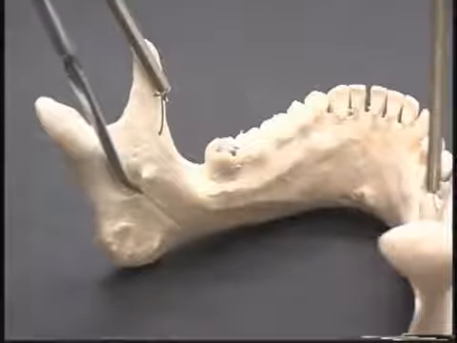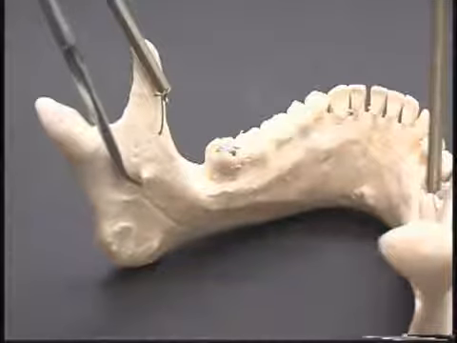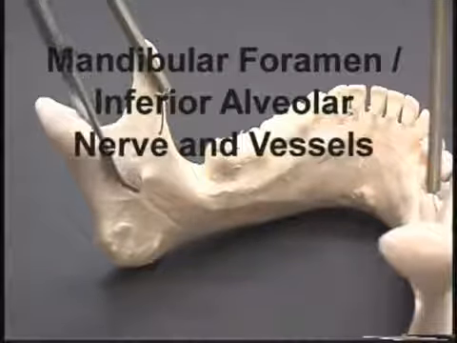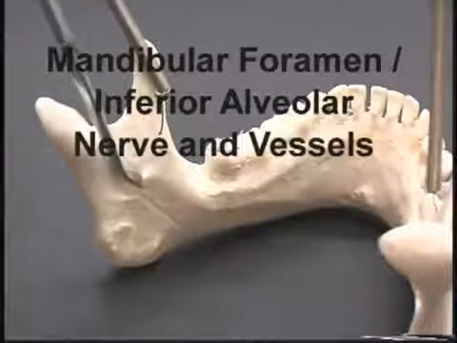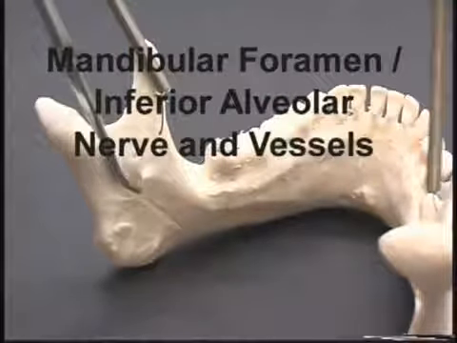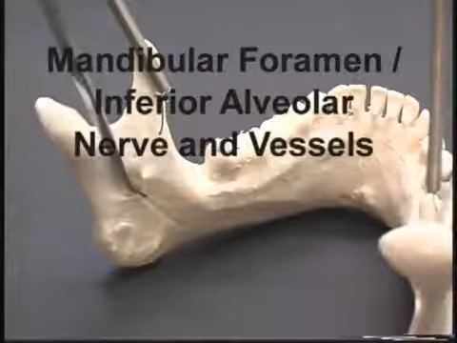Answer number 8, this is mandibular foramen. The inferior alveolar nerve and inferior alveolar vessels pass through here.